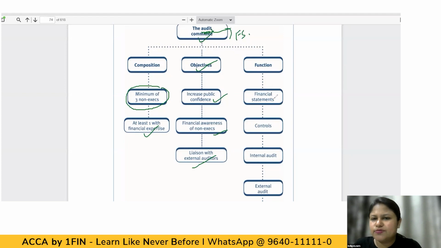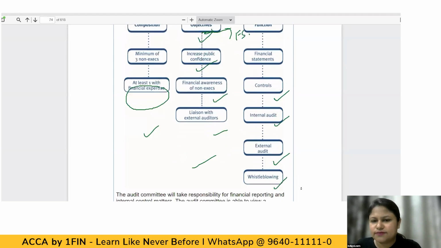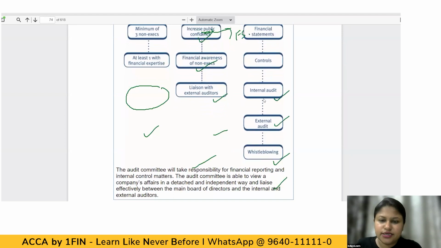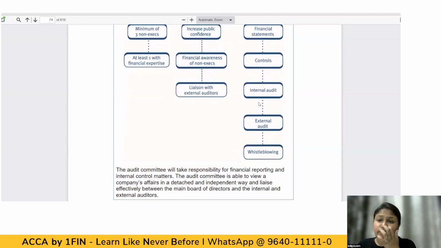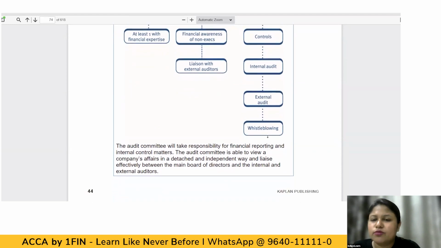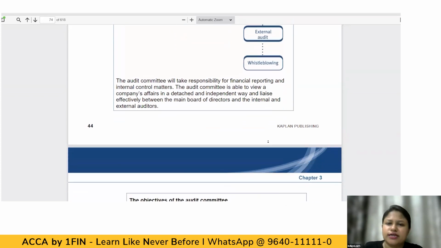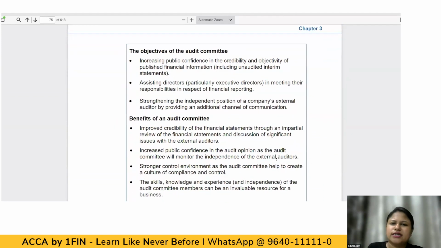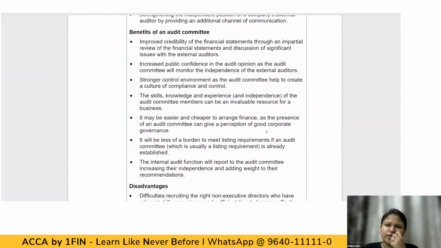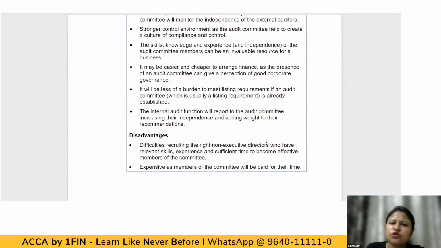What is the function with respect to the financial statements: controls, monitoring, supervising, all of that. The internal audit department will report to the audit committee, and there will be a liaison with the external auditors. Also, whistleblowing is a very important part. Any person who has to give any information will go and directly inform whom? The audit committee. People who have some kind of grievances which they want to inform secretly can directly approach the audit committee. The objective of the audit committee is basically the same: credibility of the financial statements, internal control, oversight.